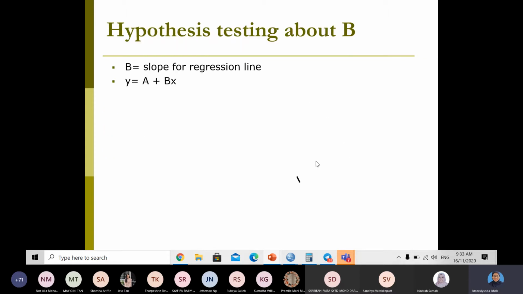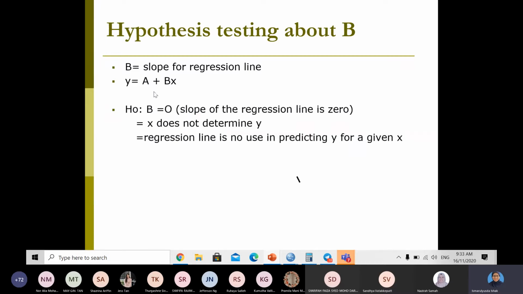Okay, so the hypothesis testing is about this b, the slope of the regression line. From the equation y equals a plus bx, the null hypothesis is that b equals 0. That means the slope of the regression line is 0, where x does not determine y, and the regression line is of no use in predicting y for a given x. So this is the null hypothesis.